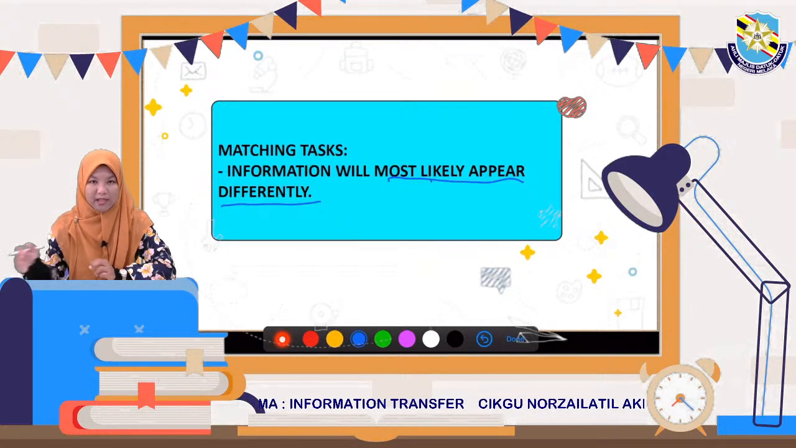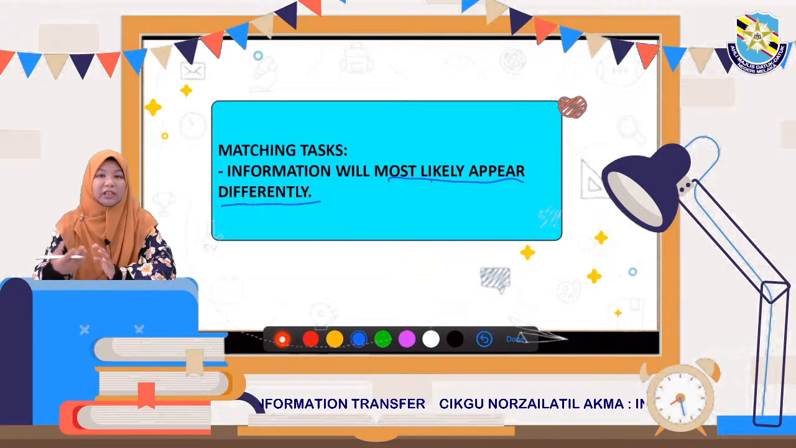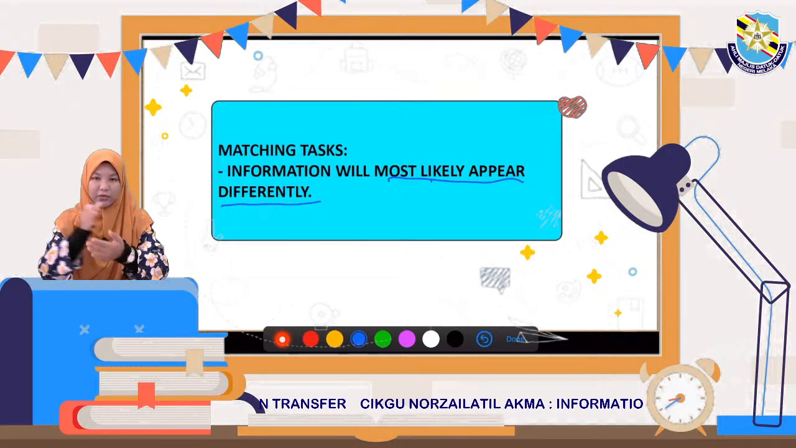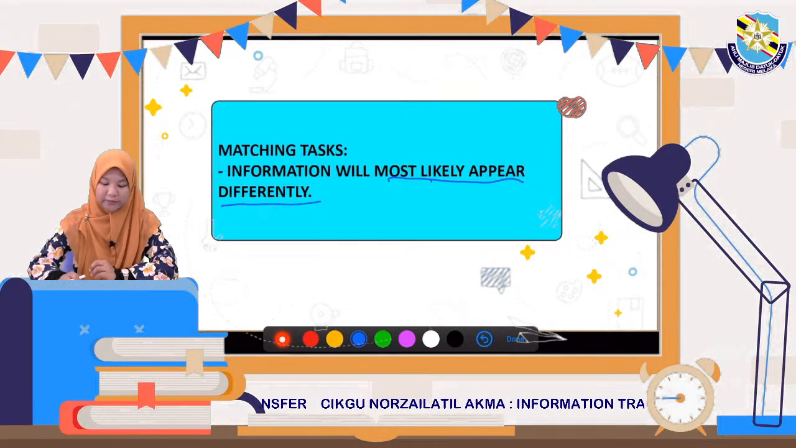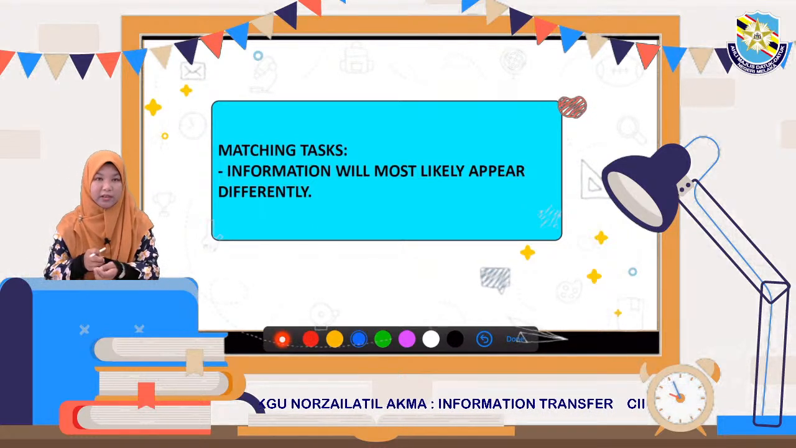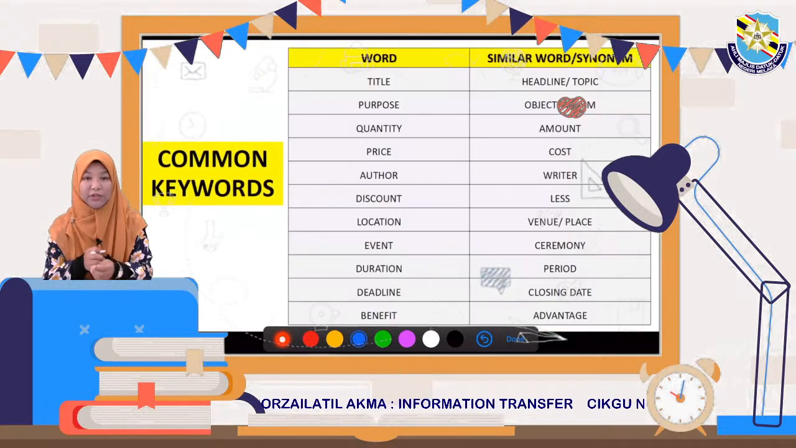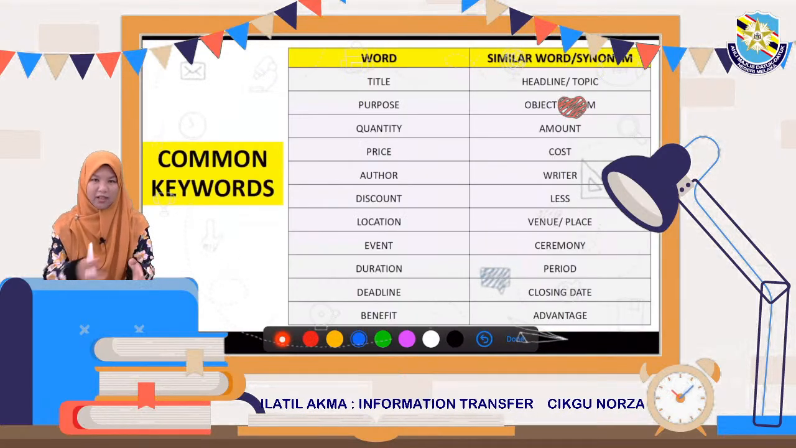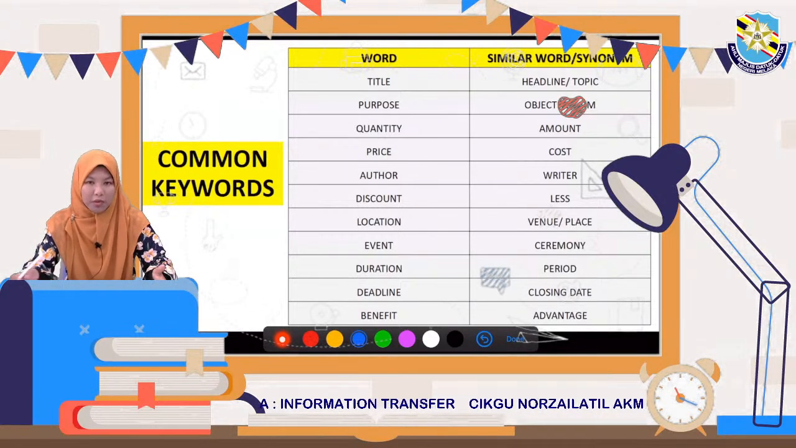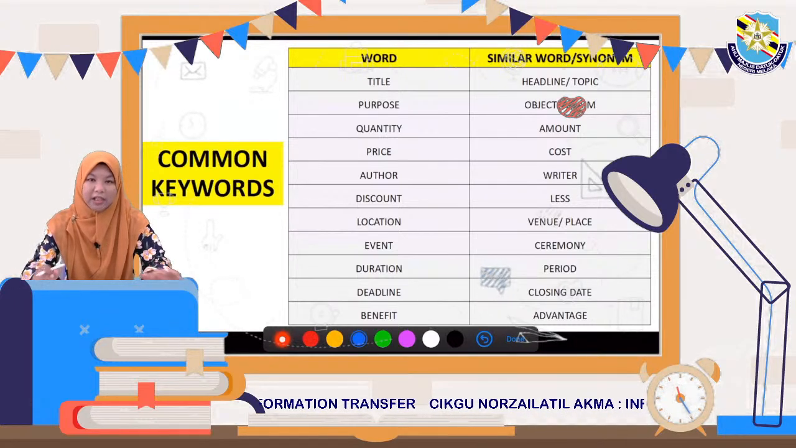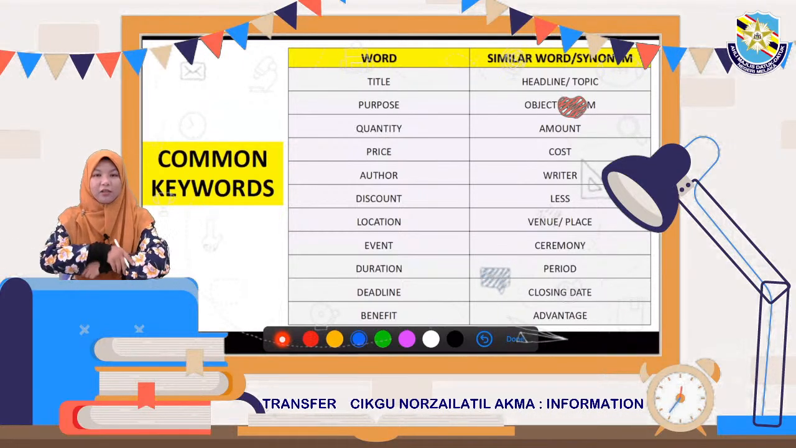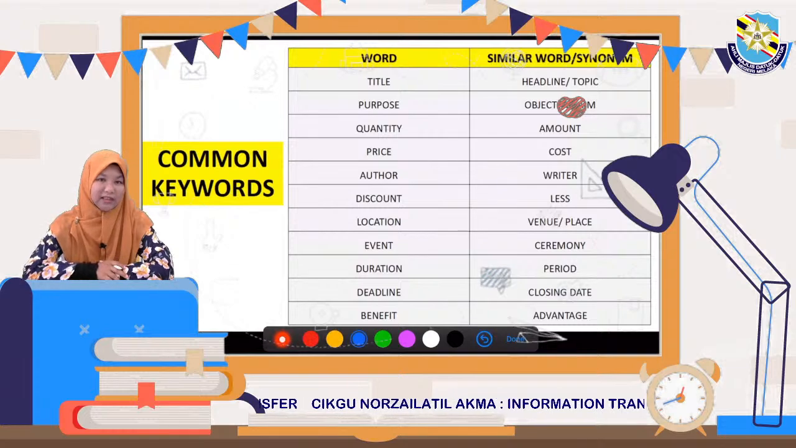I'll show you some examples of common keywords used in information transfer, and also the words with similar meaning. There are plenty, but I only show you some of them. If you need to know more about synonyms, you can just Google it and type synonym for whatever word you are looking for. The first common keyword will be title.